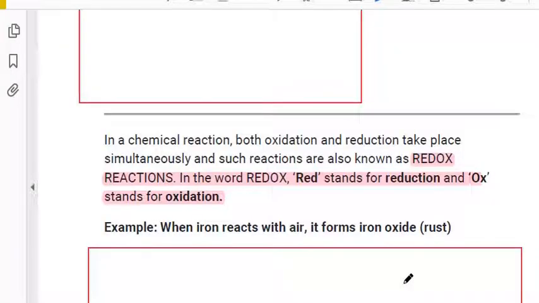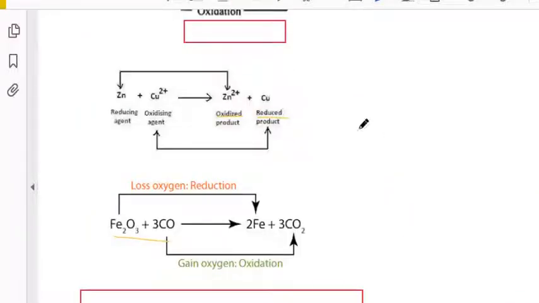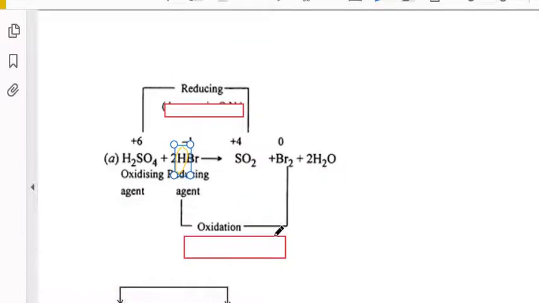Understood, students? And when both take place together, it is called a redox reaction. See, in all the examples, there is both oxidation and reduction taking place. It is called a redox reaction. Today only this much, students. Okay, you revise, you write the reactions again and again, then it will be clear to you.